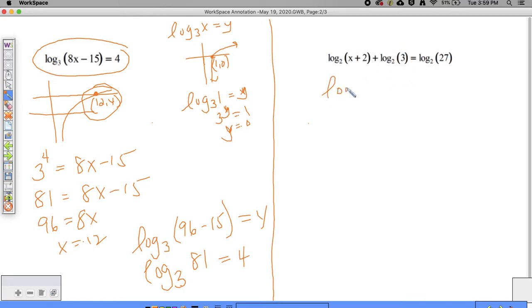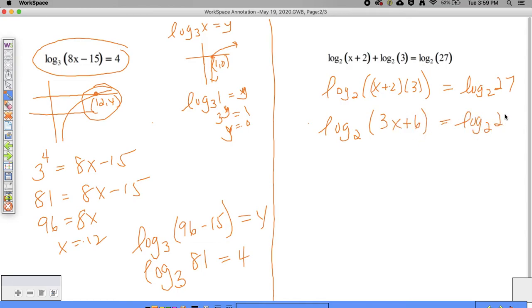So if we condense this, we have log base 2, and we can write this as x plus 2 times 3, right, is equal to log base 2 of 27. So now we have log base 2 of 3x plus 6 is equal to log base 2 of 27.